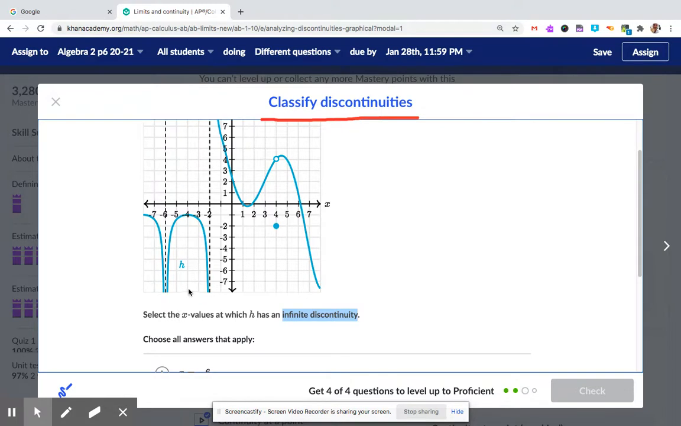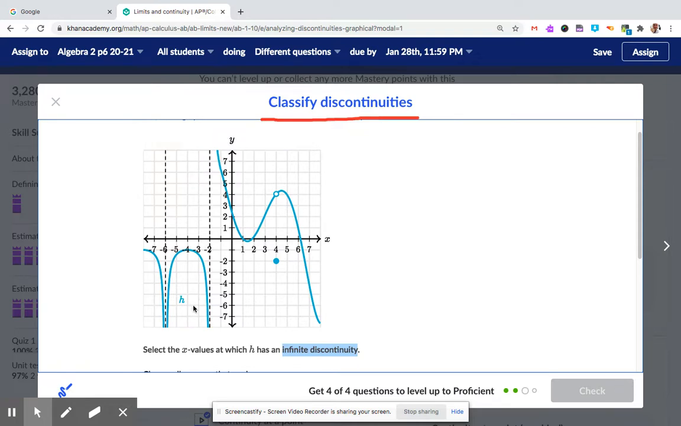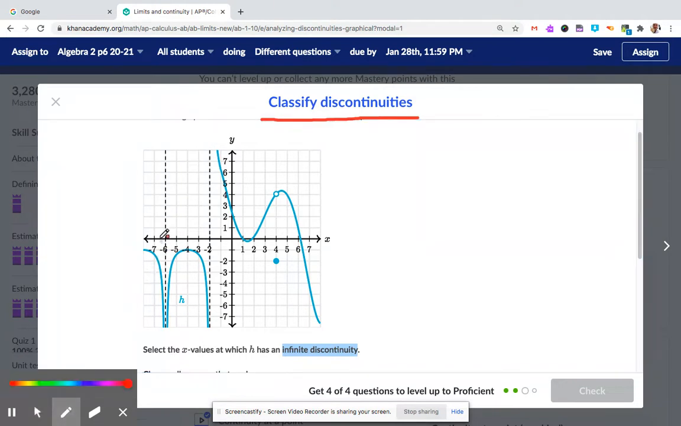Select the x values. As we look here, where are the places that it goes to infinity? Either both the same direction or alternating directions. We have the same direction right here at x equals -6, so basically we're looking for asymptotes. At x equals -2, they go to different infinities, but that's okay. It's still an infinite discontinuity with the vocabulary that they're using here.